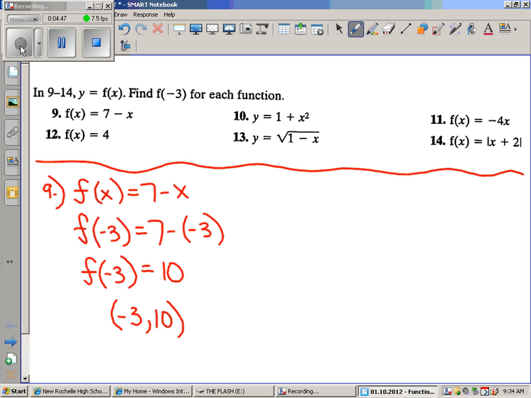You got to be really careful. F doesn't equal anything. Okay? F at negative 3. In other words, the function, this equation right here. Here's the old way you would have written this equation. The old way that you would have written this equation down is like y equals 7 minus x, right? And then what you would have done is you would have done y equals 7 minus negative 3. And then you would have gotten y equals 10.